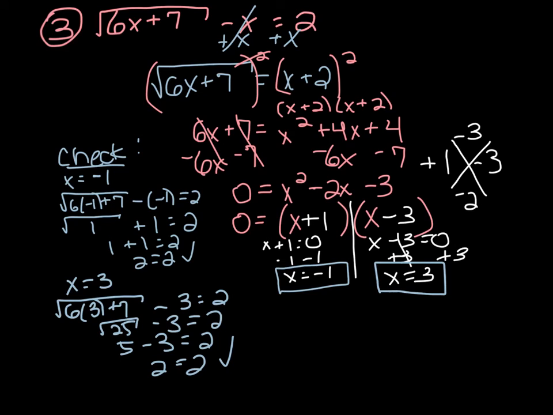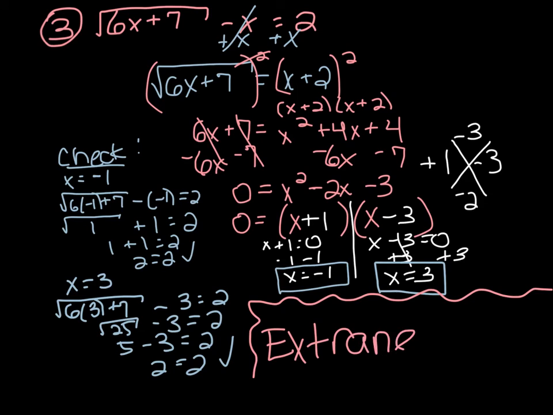Now, if one of them did not work, so this is not in this example, but if one of them did not work, you label it as extraneous, and then you just circle the other answer. If it asks you what is the solution, you only give the solution that works. In this case, it would say what are the solutions, and there are 2 solutions, negative 1 and positive 3.